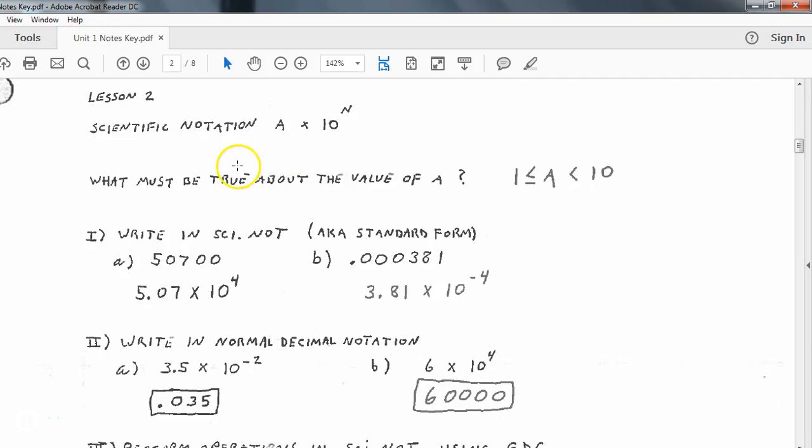On into our second lesson of Unit 1. We're going to be taking a look at how to write values in scientific notation. And a big part of this is just going to be proper use of your calculator as well. We'll get down to that here a little later on in the lesson.